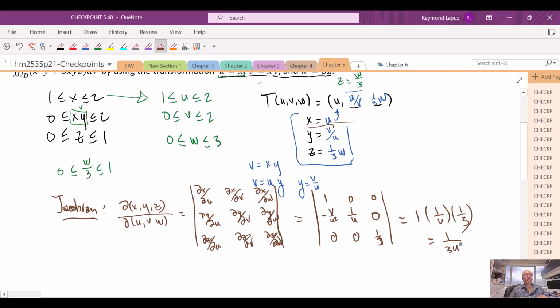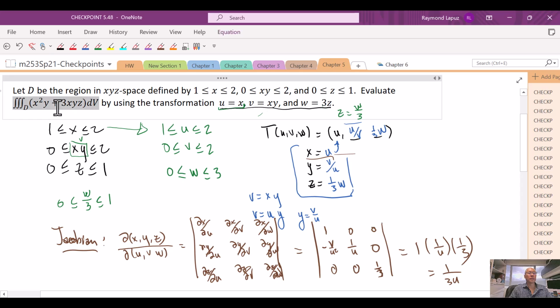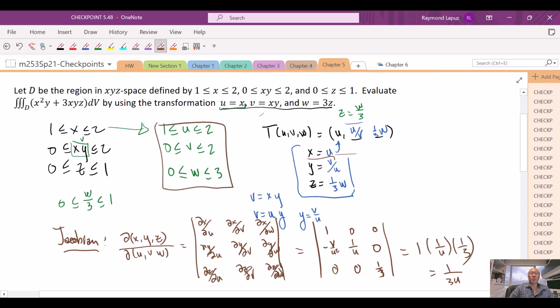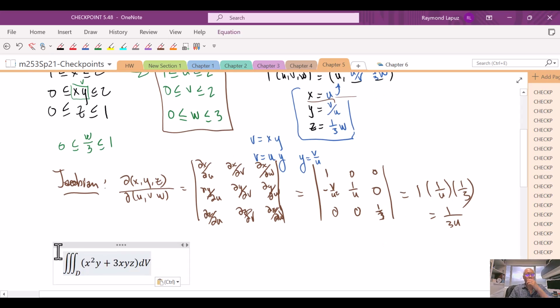Okay, that seems like it's working out pretty well so far, and I think we are ready. We have the limits, we have the Jacobian, and now we just have to transform the integrand in terms of x, y, and z.